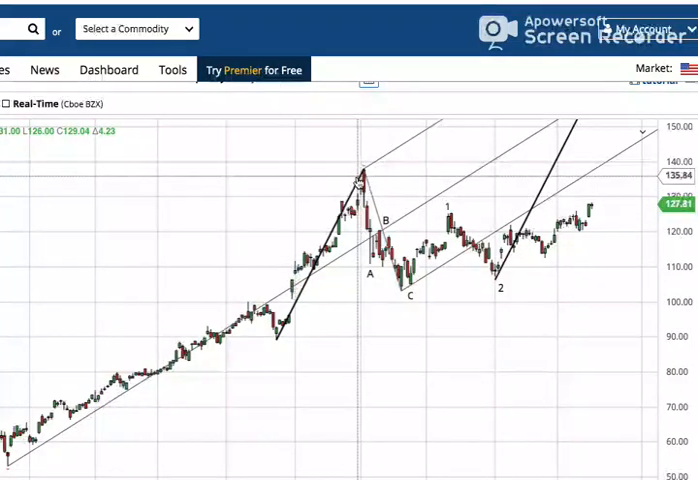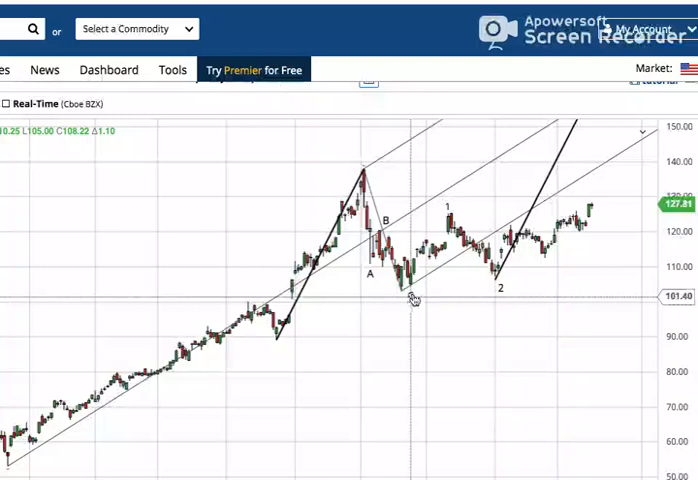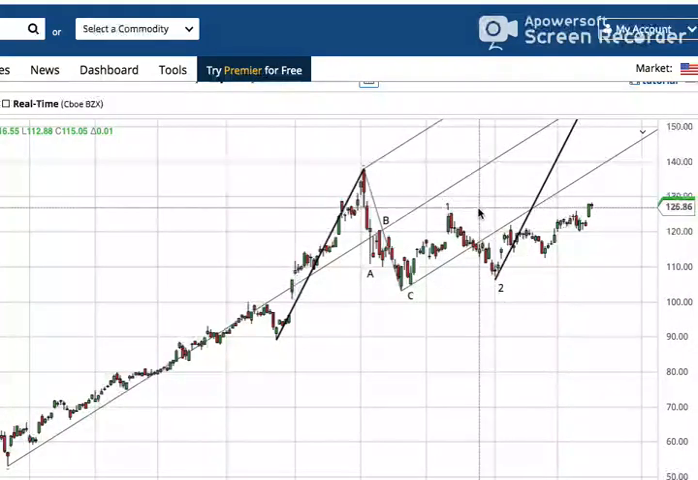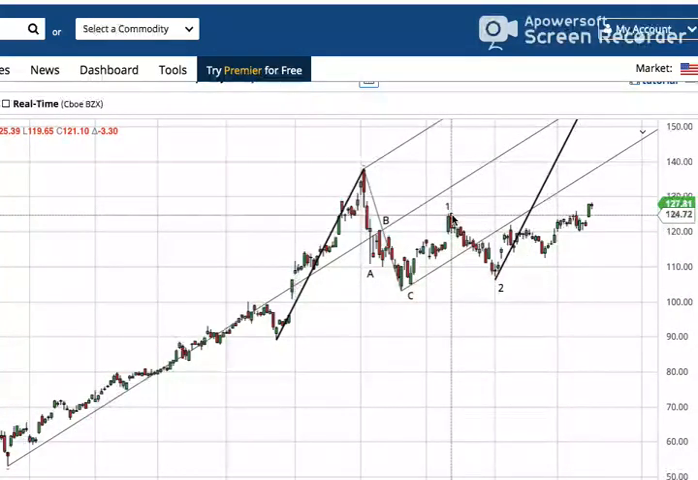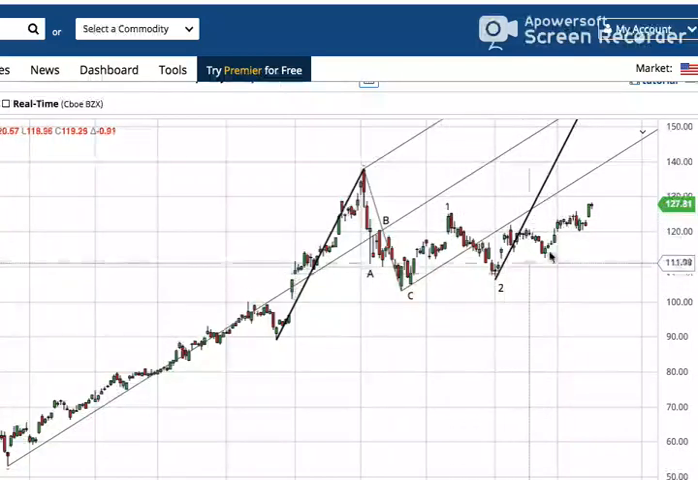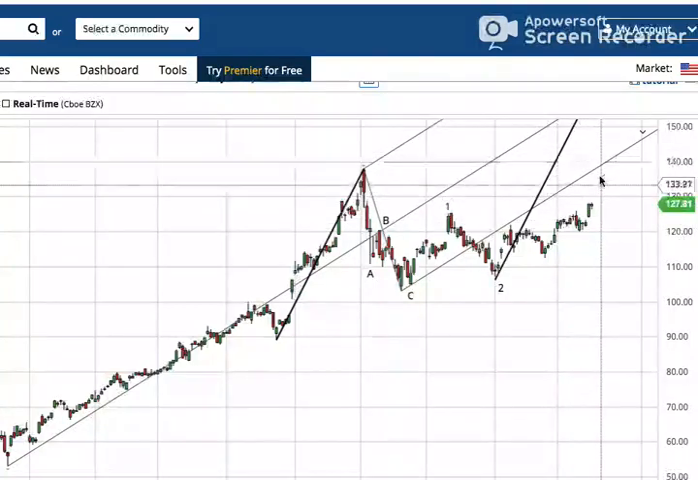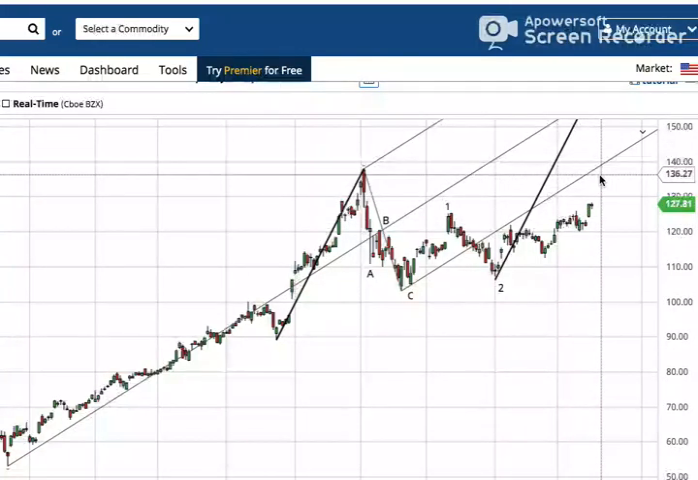We have a completed ABC correction, a wave 1, a wave 2, and then we closed above the high of wave 1. So Apple has just confirmed that this was a wave 2 correction, and we are now starting a third wave higher. Okay, so wave 3 is explosive, wave 3 is fast, wave 3 is not a lot of pullbacks, and wave 3 catches a lot of people off guard. It's also followed by a wave 4, which is generally pretty short, and then a wave 5 higher.